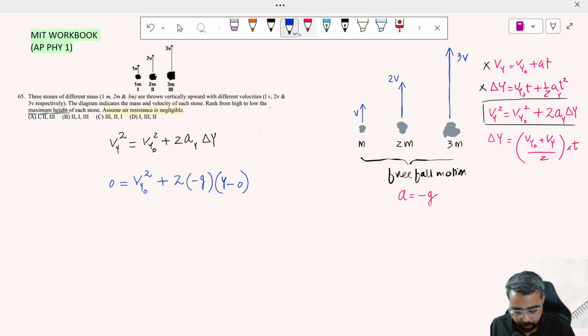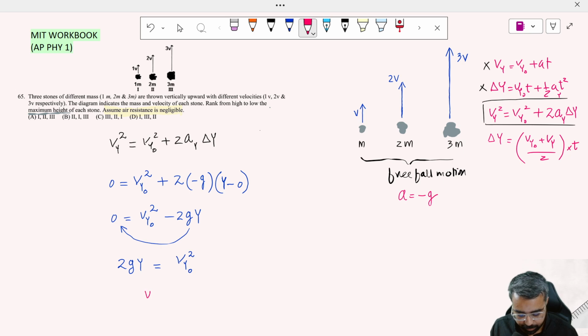So we are now successful in making a relation between the initial velocity and the displacement covered. That will be 2gy equals Vy square, the initial velocity square. So what we find from here is that the distance covered equals the square of the initial velocity divided by 2g, which tells us that the distance covered by every stone is proportional to its initial velocity square. So we can directly make a proportion.